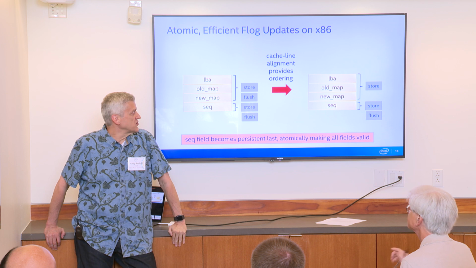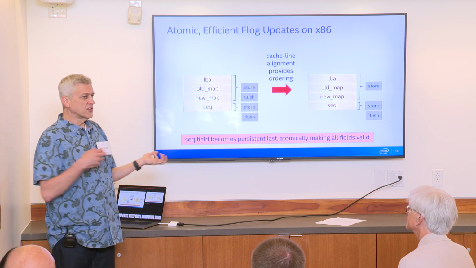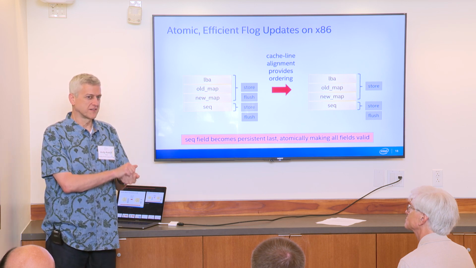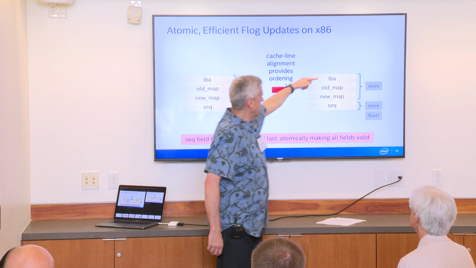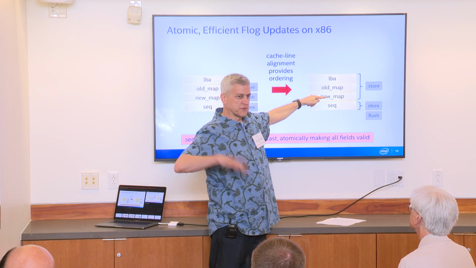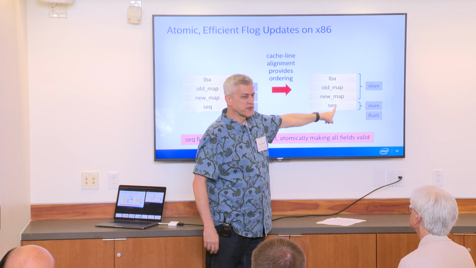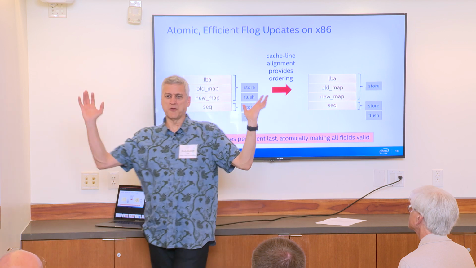We take advantage of a property on x86 that says a younger store won't pass an older store if it's to the same cache line, right? So in other words, I cache line align these, and now I can write all 3 of these. I still haven't flushed anything. I can write these in any order, but I write the sequence number last, and I do a flush, and now it's all just one flush.